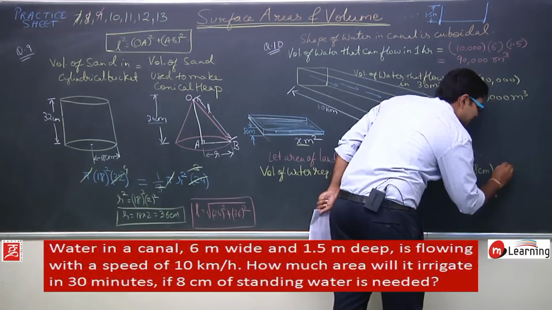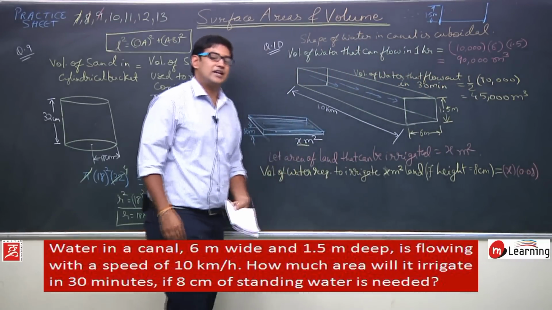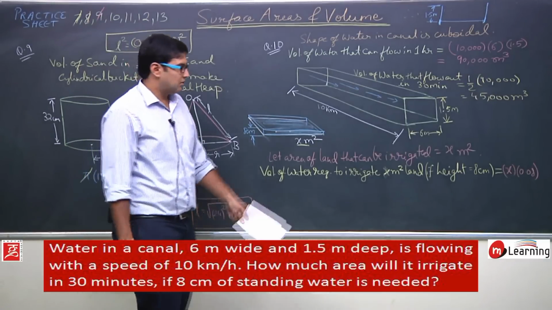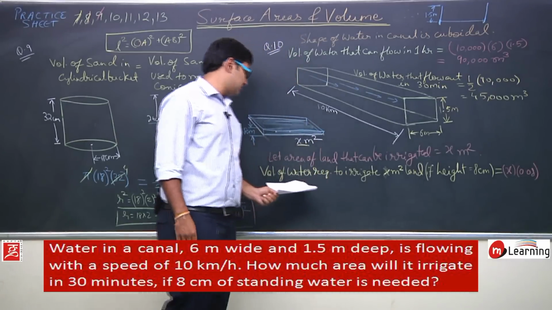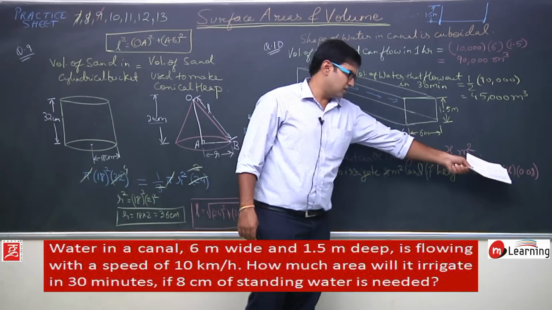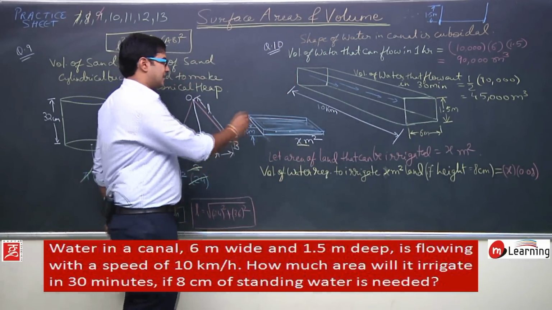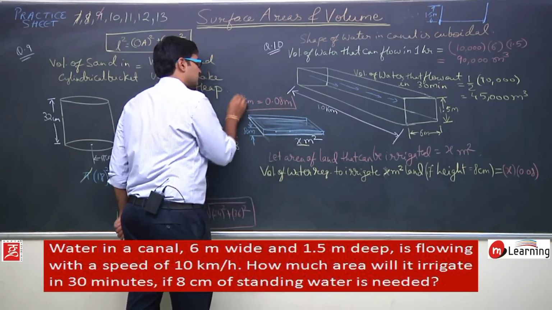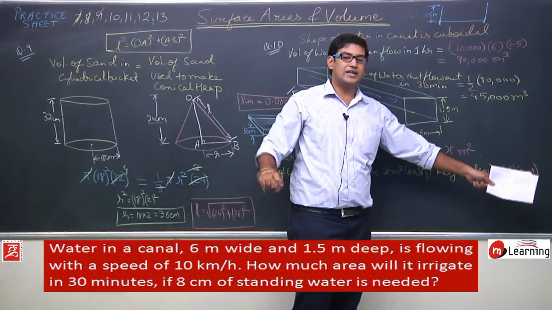x square, that is x into 0.08. What is 0.08? This 8 centimeter height is converted into meters. Why? Because we have calculated the volume of water here in meter cube, so the volume of water required to irrigate x meter square of land is in meter cube again. So this much water is required to irrigate the land.